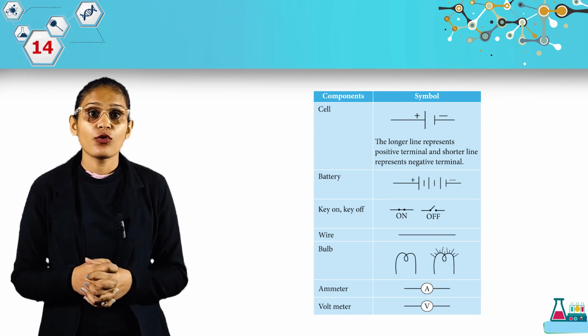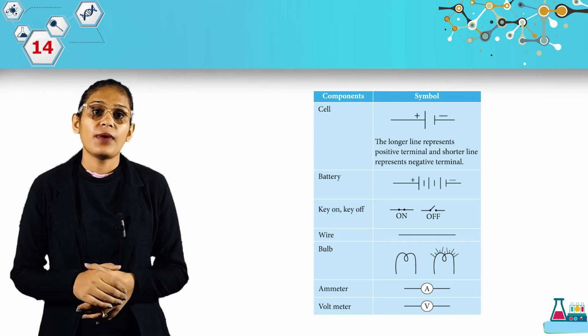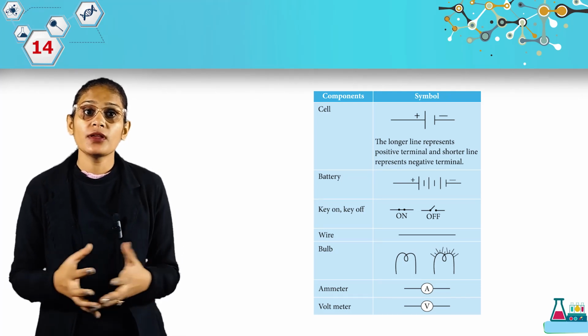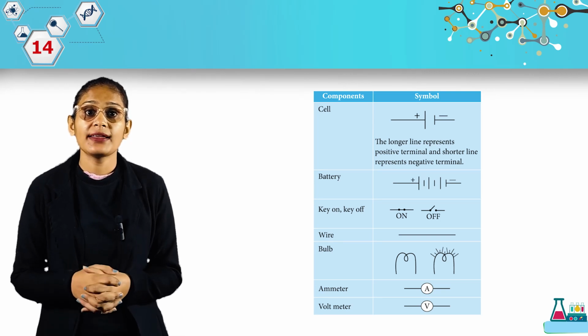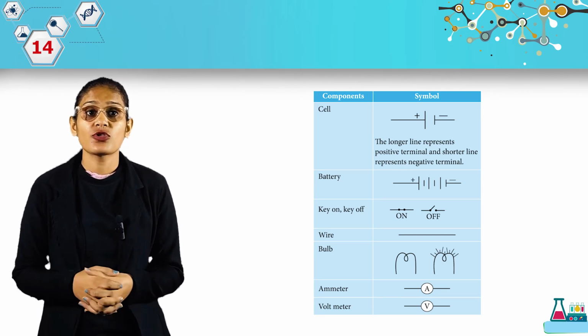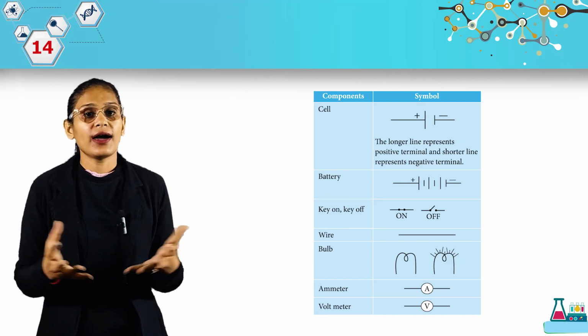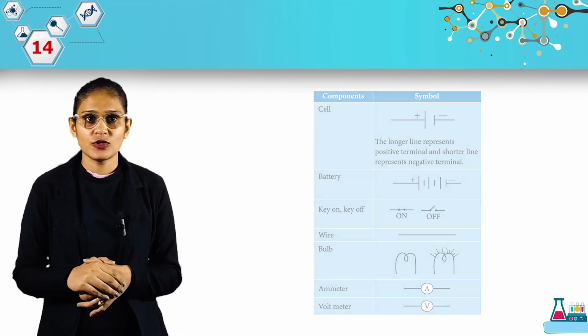Touch the wire. Now close the switch and let current pass through the wire for 30 seconds, open the switch and again touch the wire. What do you feel? You will observe that the wire is hot. Note down your observation in your notebook. So students, you have to perform this activity with the help of your teacher.